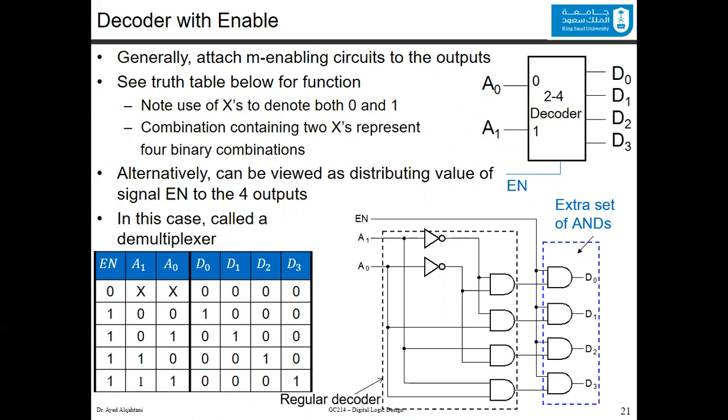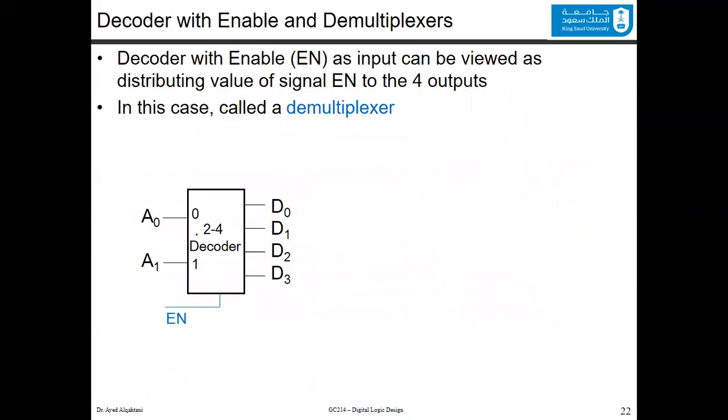The idea of the demultiplexer that we mentioned here is shown in this slide. The decoder with enable and demultiplexer relation. The decoder with the enable as inputs can be viewed as distributing the value of a single enable to 4 different outputs. And in this case, as we said, we will call this a demultiplexer. So this is the decoder with the enable. If you want to generate the demultiplexer, it would be like this.